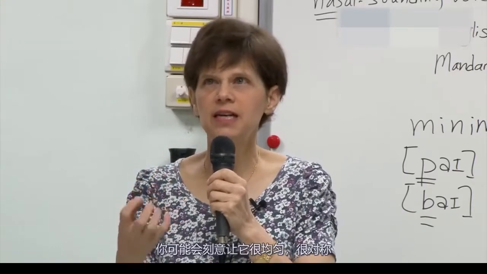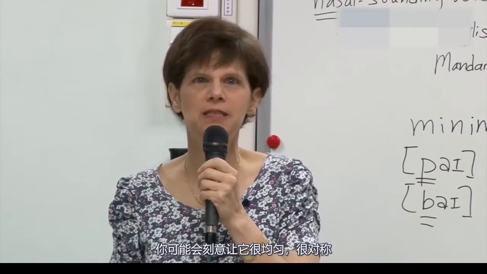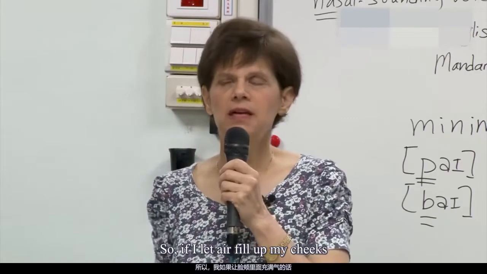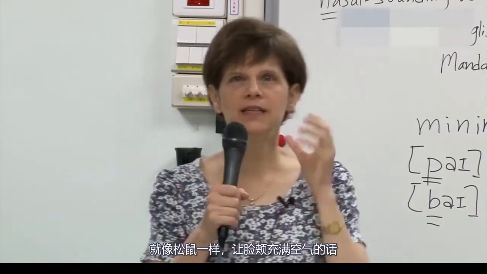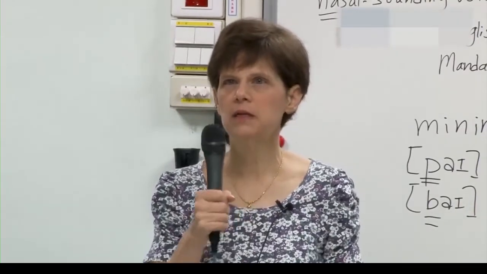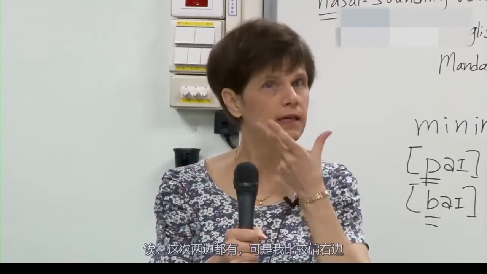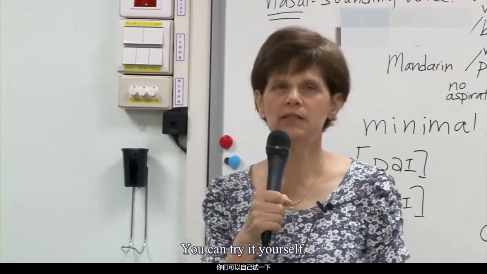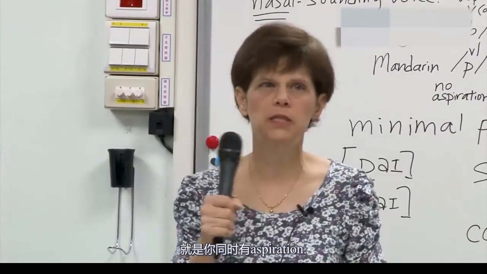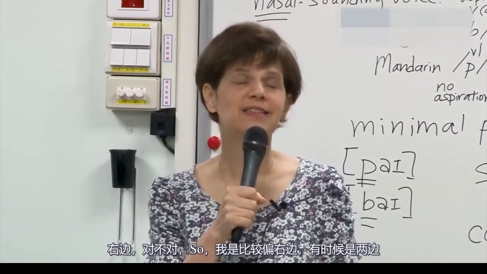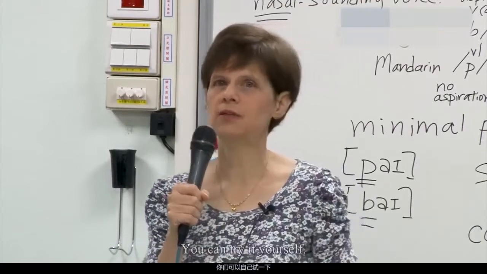And when you're doing this exercise, 你可能会刻意让它很均匀、很对称。But in actual practice, 通常是一边。So if I let air fill up my cheeks, 就像那个松鼠一样，让那个脸颊充满空气的话, let's see what happens. 这次两边都有，可是我比较偏右边，两边有时候有，可是我偏右边。You can try it yourself. 就是你同时有 aspiration. See? 右边，对不对？So 我是比较偏右边，有时候是两边。You can try it yourself.